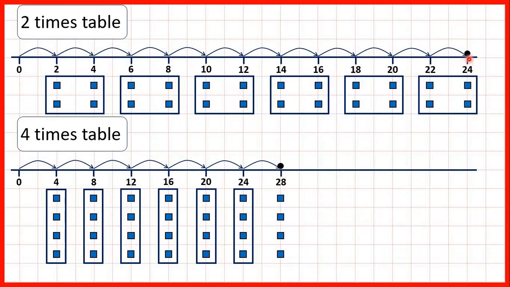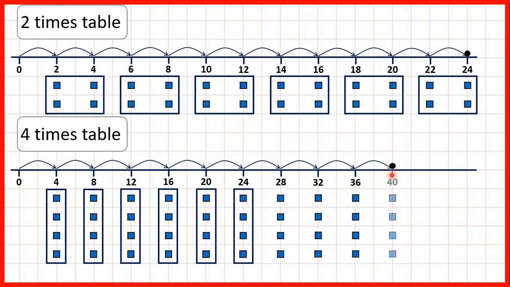And if we were to continue counting in 2s past 24, we would also get to 28. Next we would have 26, then 28. And if we carry on counting in 4s, we have 32, 36, 40, 44, and 48. And it's important to understand that all of these numbers would also be in our 2 times table if we kept on counting in twos.